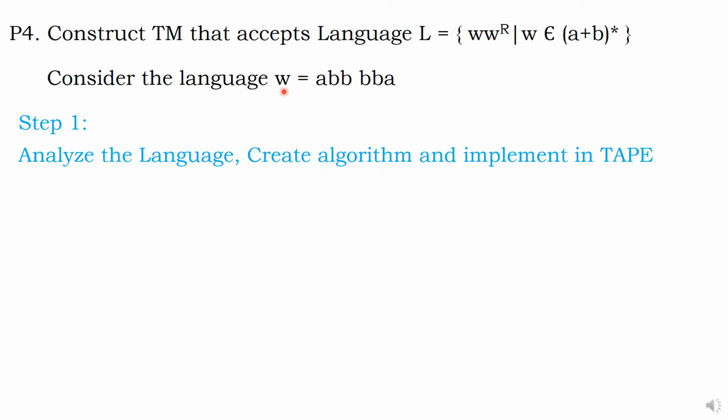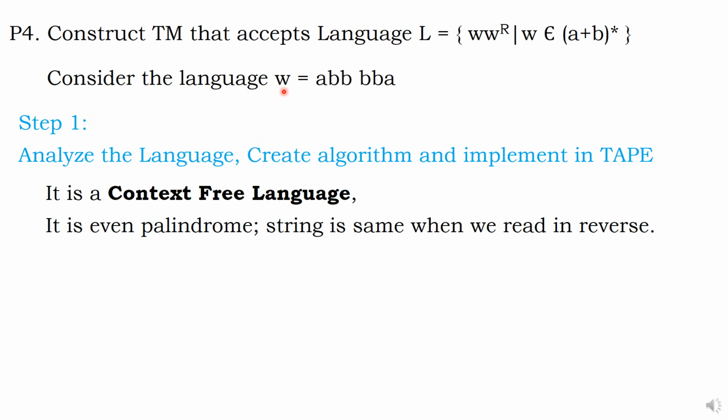Now step 1 is analyzing the language and creating the algorithm. It is a context-free language. Since there are 6 letters, we call this an even palindrome. We can also do it for odd-length palindromes. The string is the same when we read it in reverse also. ABB, and if you read in reverse, BBA. That is what we call a palindrome.